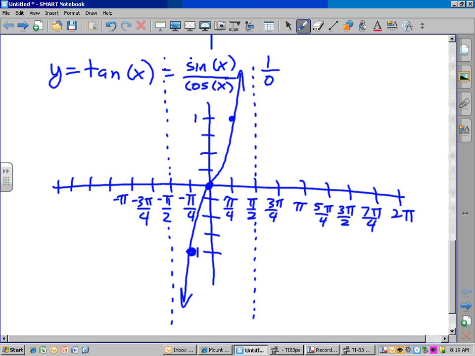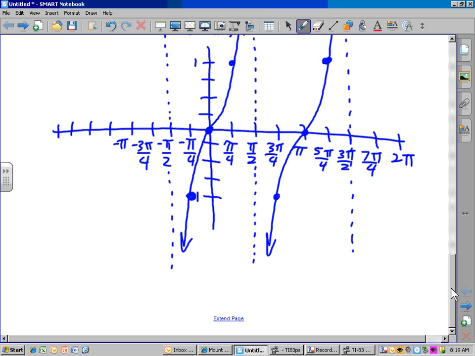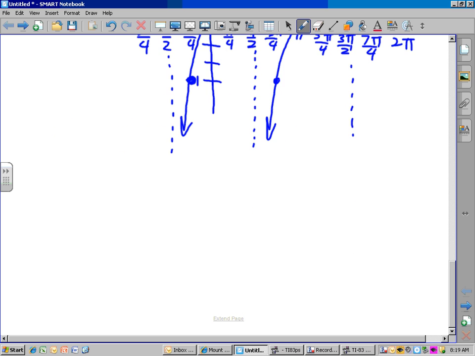Do I really need to draw any more? Let me draw one more just to show you. All right, I'll draw another one. This does go on forever, right? It's the same pattern over and over again. We can just keep drawing that left and right forever. So, what's the inverse going to look like?